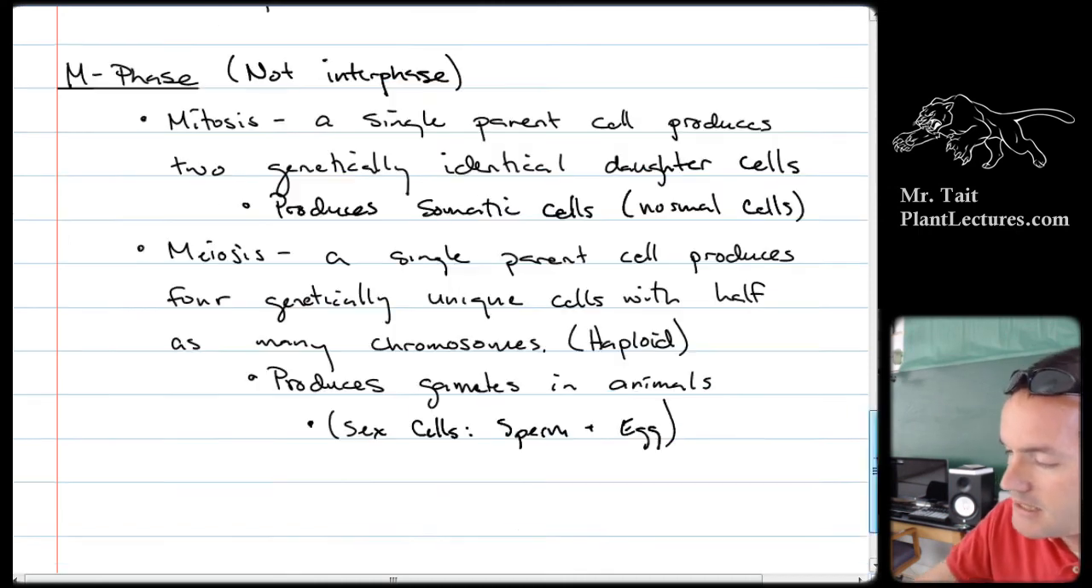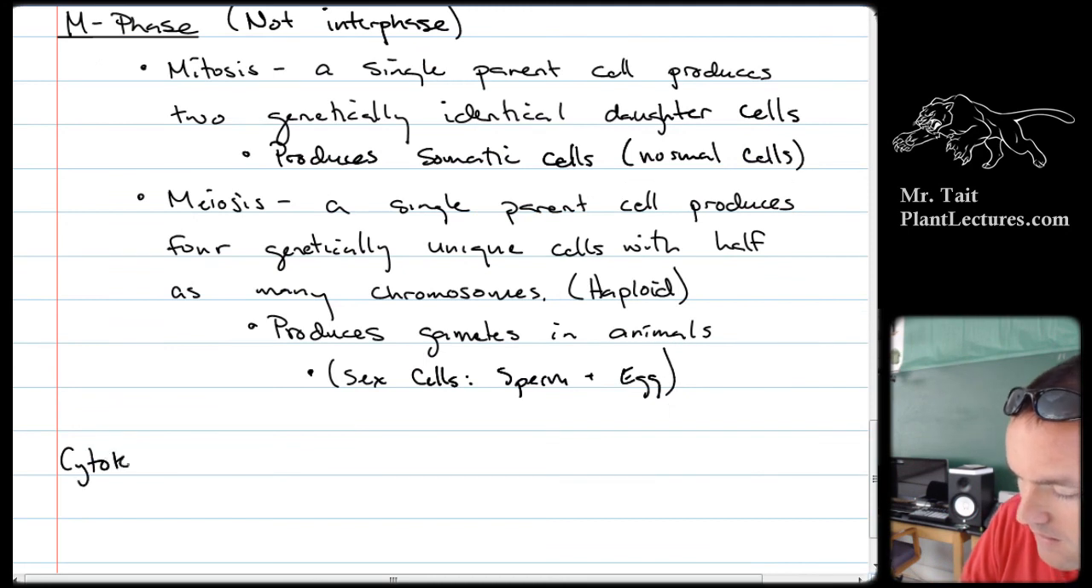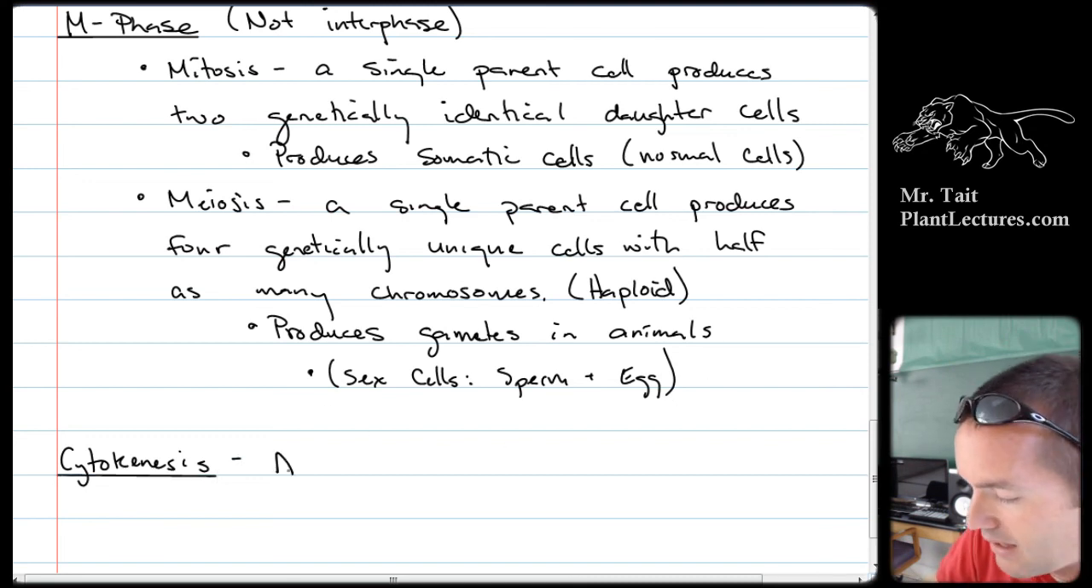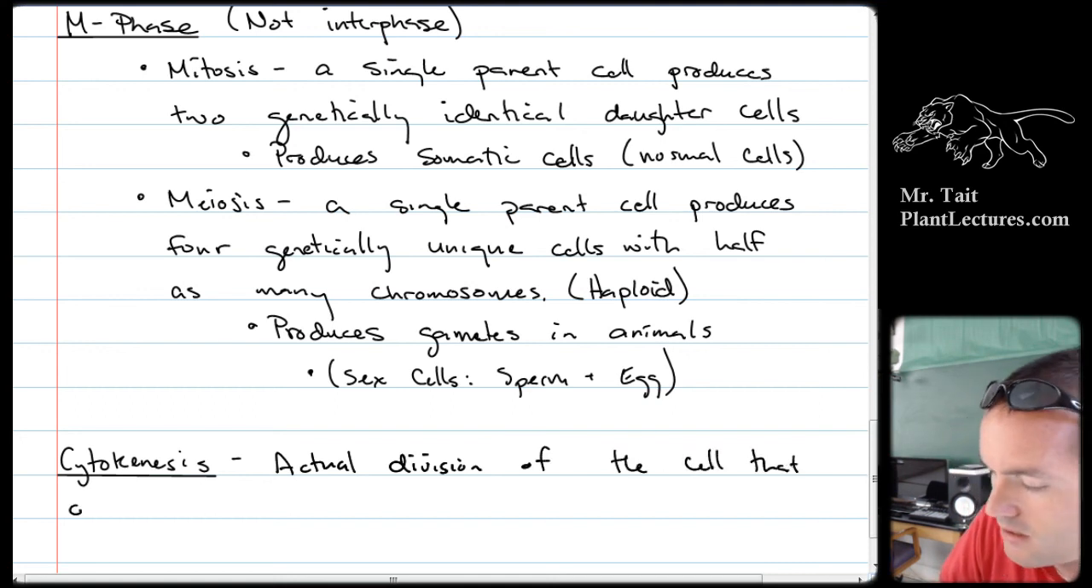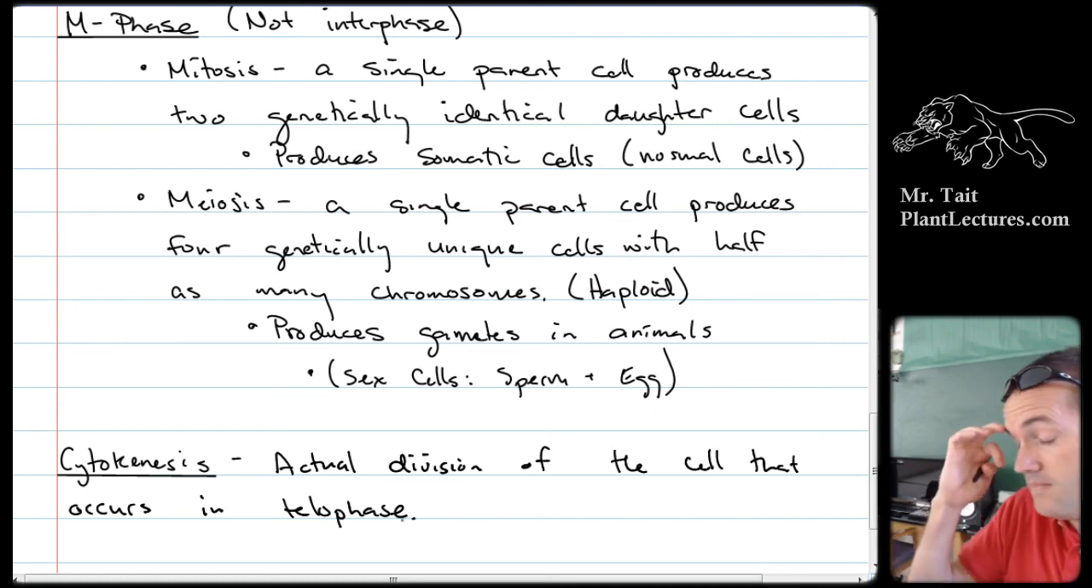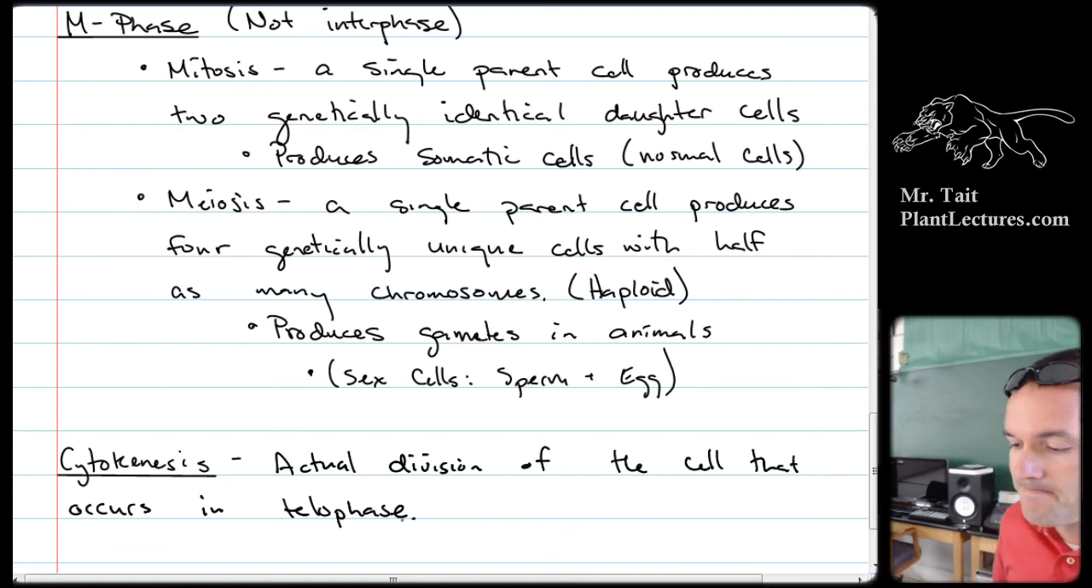And the last thing, cytokinesis. That happens during telophase. So this is the actual splitting or actual division of the cell that occurs in telophase. So at the end of telophase, still in telophase technically, cytokinesis begins, and then telophase ends when cytokinesis completes. Okay?